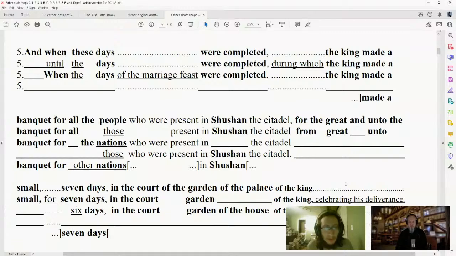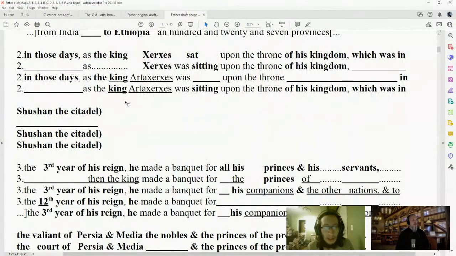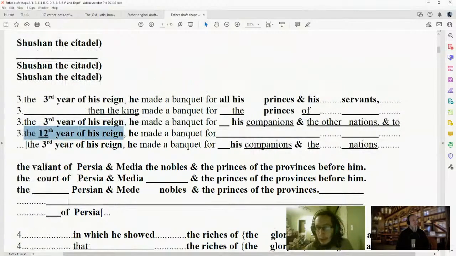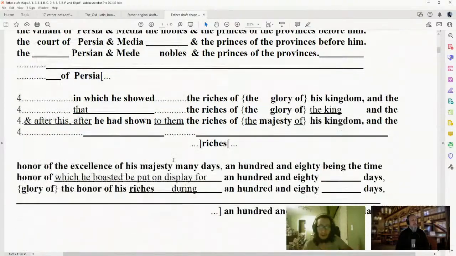So go back to verse 3 and we go to the fourth line. So we're going to read it, and it's the 12th year of his reign. Sorry, let me see here. In those days, as King Artaxerxes was upon the throne in Shushan, the citadel, I got to double check. Hold on, let me see what the Latin says in the PDF. 12th year. It just says in the 12th year. So yeah, I got to fix that. In the 12th year of his reign, he made a banquet for those who were present in Shushan the citadel, from verse 5. It flows perfectly.